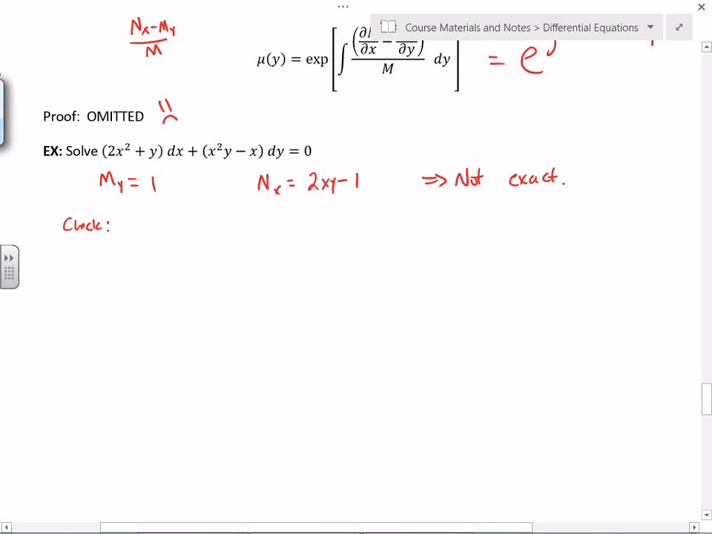So my earlier technique will not work. There is no such f that when I take its partial with respect to x gives me M, and partial with respect to y gives me N. It doesn't exist. But I'm going to make it into one that's exact so that it will work. Let's do M sub y minus N sub x over N. What do I get? M sub y is 1 minus N sub x, which is 2xy minus 1, over N, which is x squared y minus x.